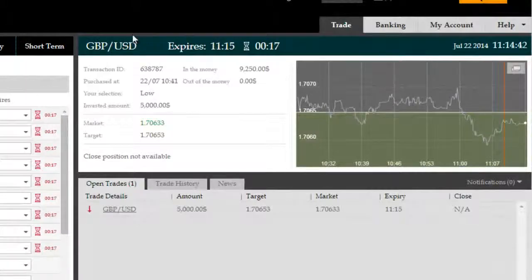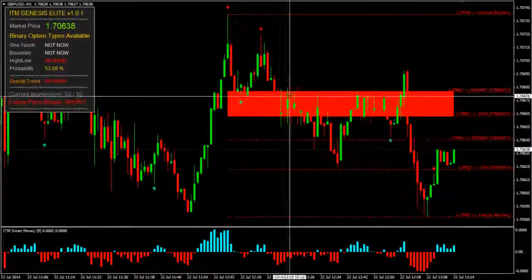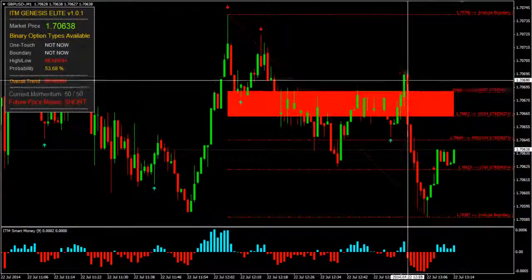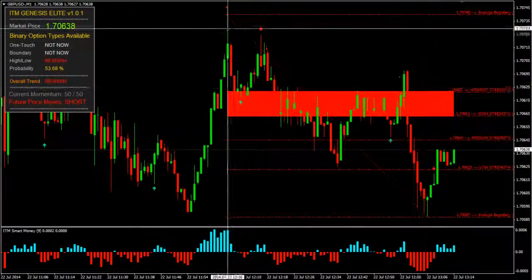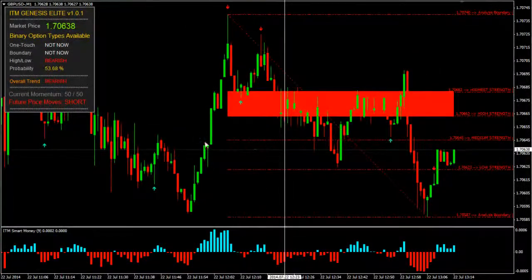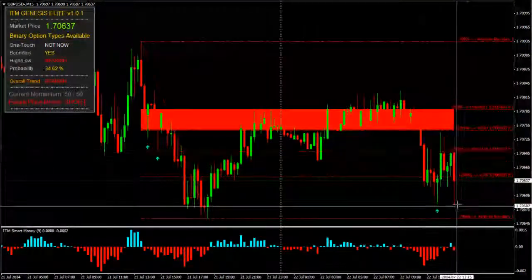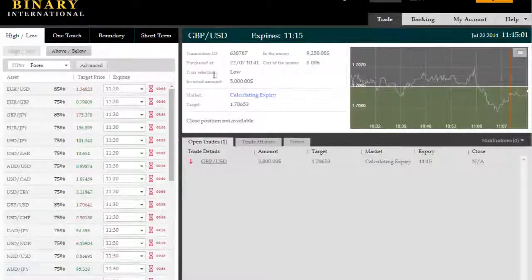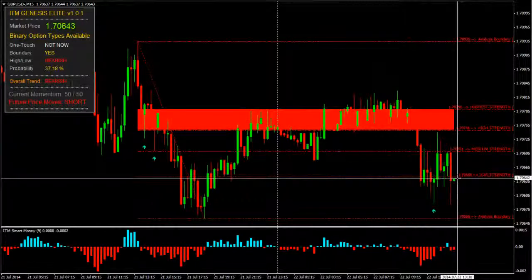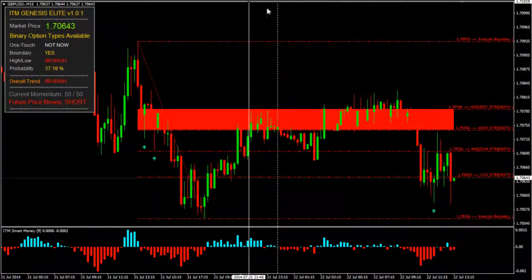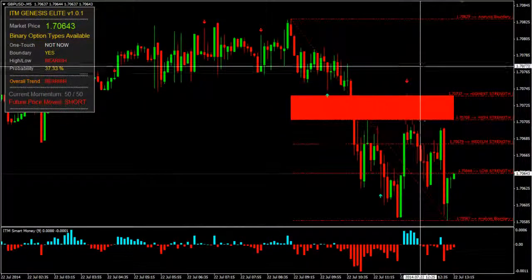Alright, we're back with roughly 17 seconds remaining on this GBP USD low trade here, using the multi-time frame 15, 5 and 1 minute approach, and ITM Genesis Elite and ITM Smart Money as the leading confirmation indicators. All 3 time frames with the help of Genesis Elite and Smart Money pointed us to the short side. Pending moves were going to be short, since any retracements to the long side either carried very low volume or were bouncing off of major ITM Genesis Elite levels as described earlier.